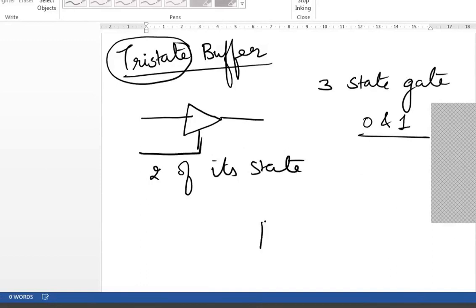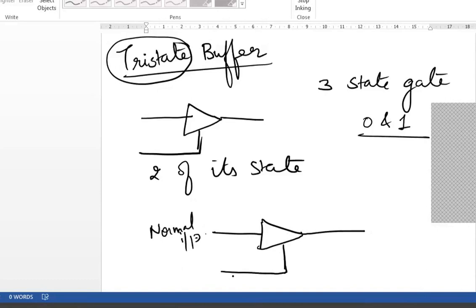And the remaining state is this one. How does a 3-state gate look? Like this. This is your normal input. Here you have one more input, which is your control input. And this is your output.